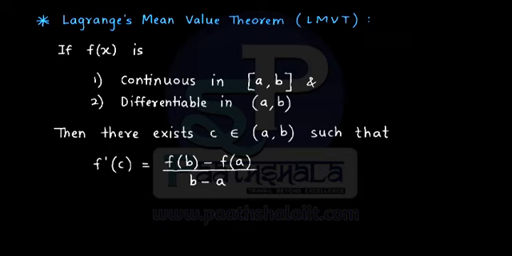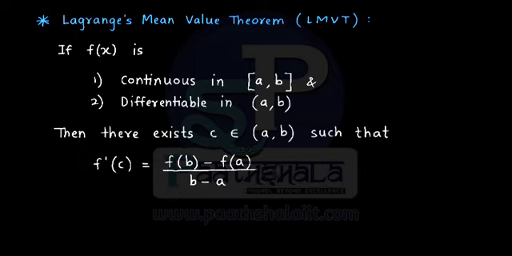Now in the then part, the LMVT says that once again there exists at least one value c in the interval a to b such that the derivative of the function, that is f dash of c, is equal to this particular expression. So now let's understand this geometrically.